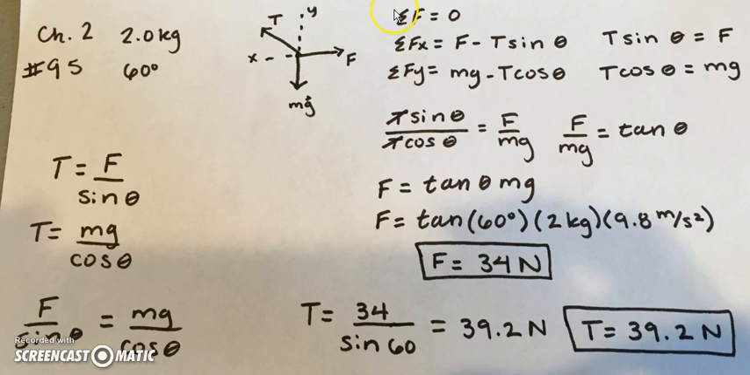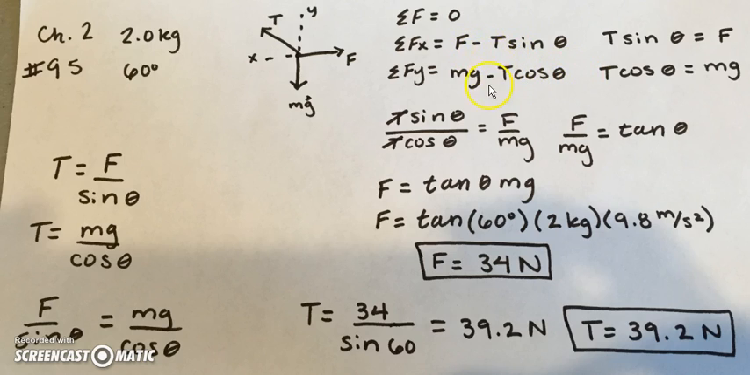So come over here, the summation of the forces is equal to 0 because it would be in equilibrium, because it's not moving. So the summation of the forces in the x direction is F minus T sine theta equals 0. And then the summation of the forces in the y direction is mg minus T cosine theta equals 0.